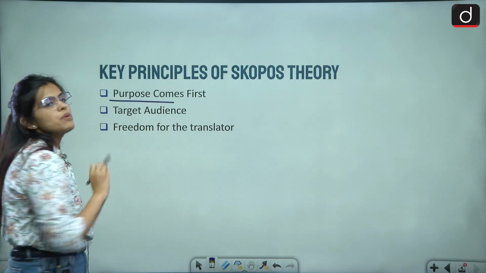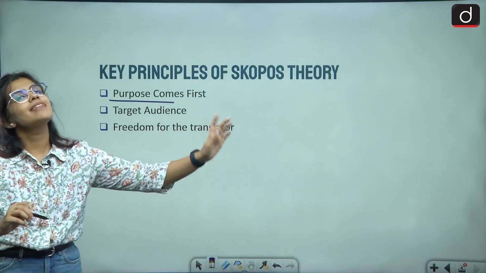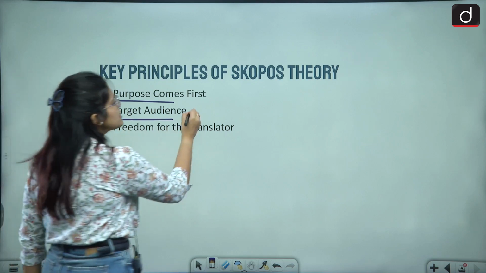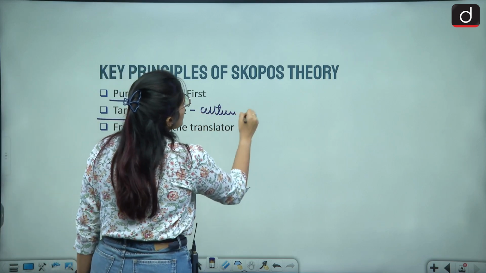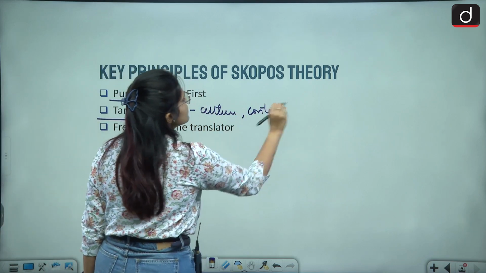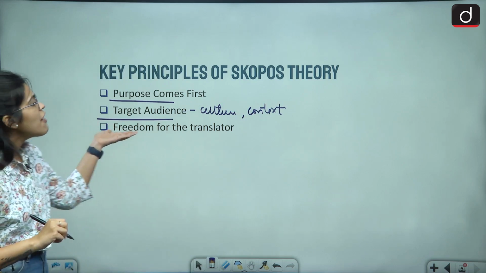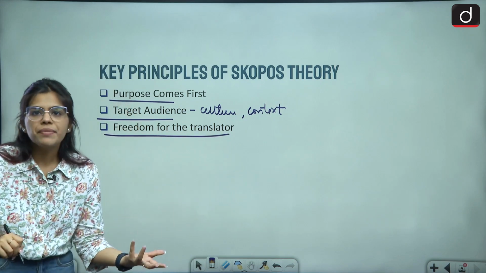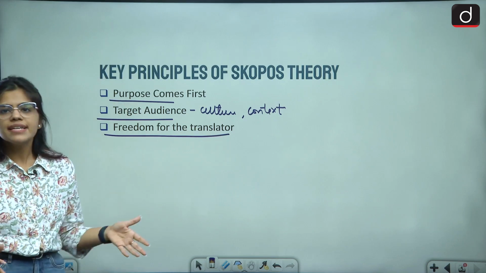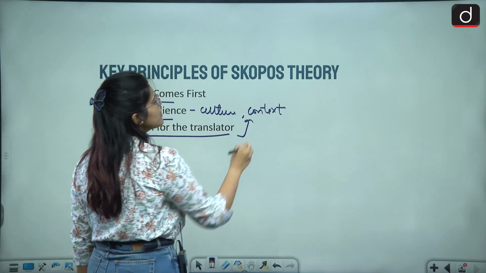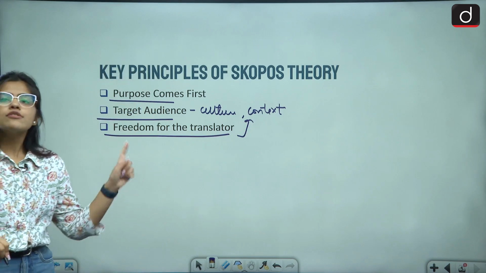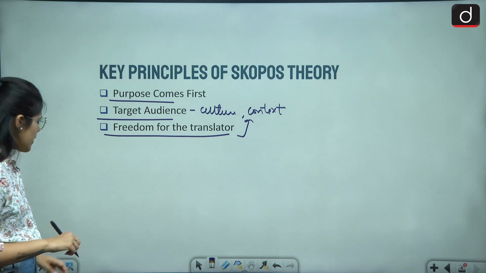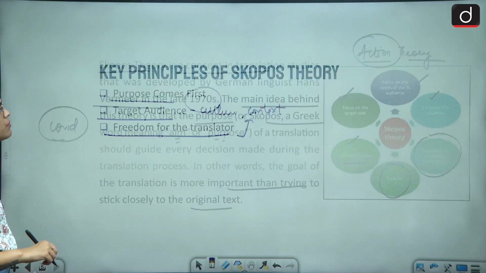We always have a purpose, and purpose comes first and then the translation happens. There is always a target audience, and we always look for the culture, and we look at the context for which this happens. And then we have freedom for the translator, and this is a wonderful effort that was made by Vermeer. He said that the translator has a freedom. You just have to look at the context and the culture. It also means that the translator as well as the reader both have a lot of power, right? So these were the very important concepts.